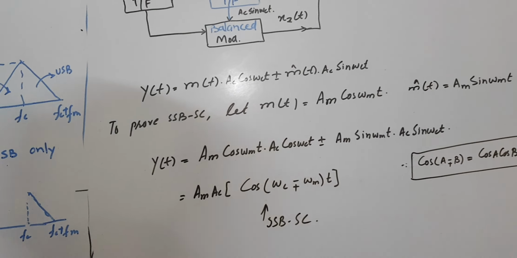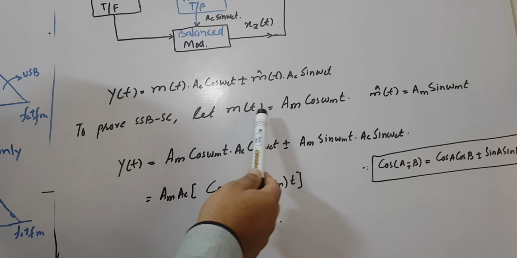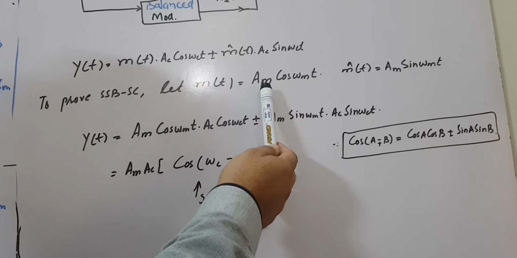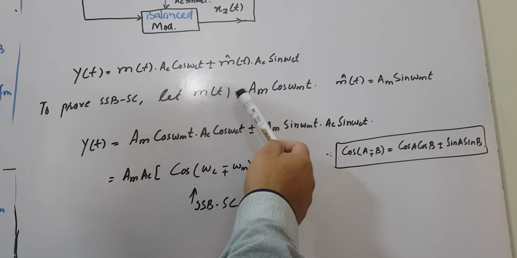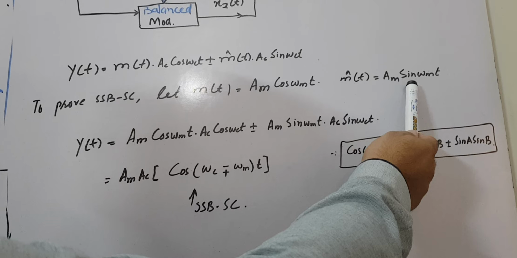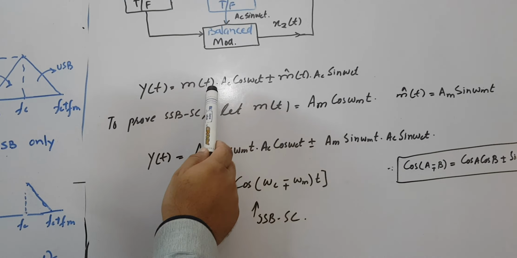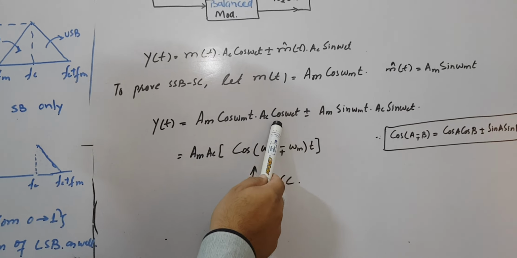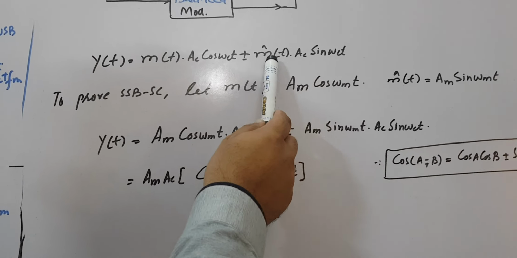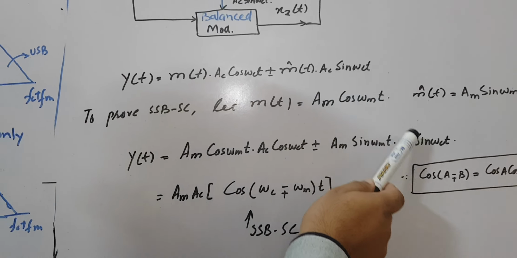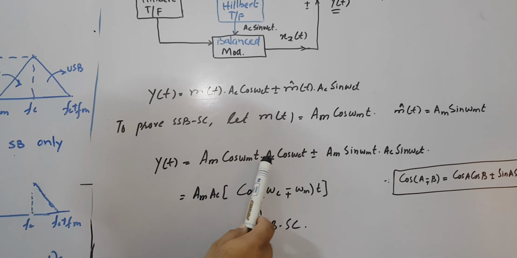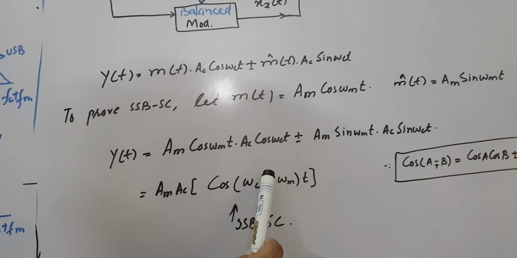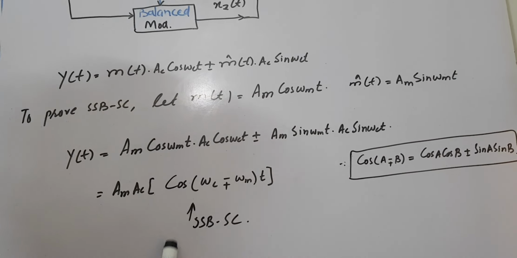If you want to prove it, you can take an example of single tone modulation, a single tone message signal which has one frequency. So m(t) can be equal to Am cos omega mt, and the Hilbert transform of this is Am sin omega mt. If you insert these values in this equation, your y(t) equals Am cos omega mt Ac cos omega ct, plus or minus Am sin omega mt Ac sin omega ct. Am Ac is common in both of them, and the remaining is cos of omega c minus or plus omega m t. So this is the single sideband suppressed carrier.